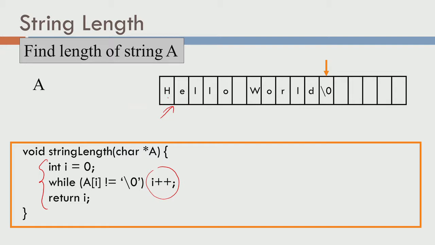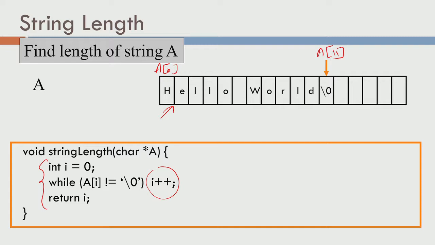So, i starts with 0. The moment I see h, i is changed to 1. Now, I look at e, then e is a non-null character, i is changed to 2, I look at l and so on. If I keep looking at it, I will see that the length of hello world is 11. So, when i equals 11, you have \0. Remember this is A of 0 and this location is actually A of 11. When i equals 11, this is the 12th time you are running the loop.